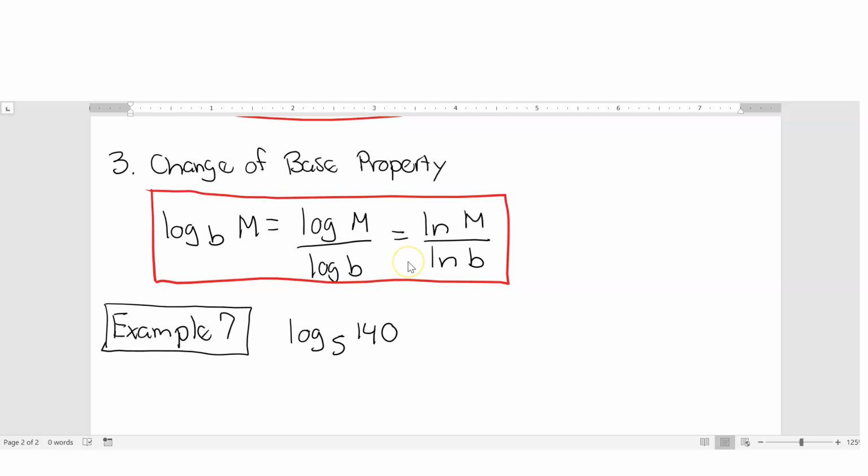So let's look at example 7 on page 499. We're asked to calculate the log of 140 using base 5. So we can really set this up a couple ways. This could be common log of 140 divided by common log of 5, or natural log of 140 divided by natural log of 5.